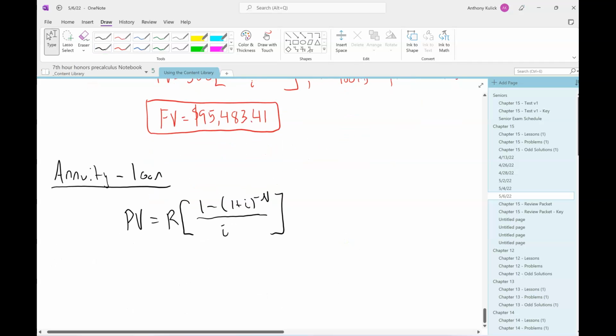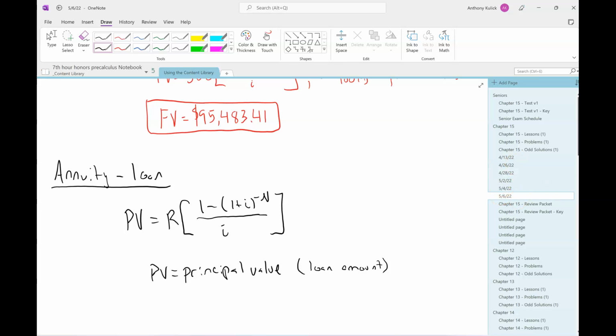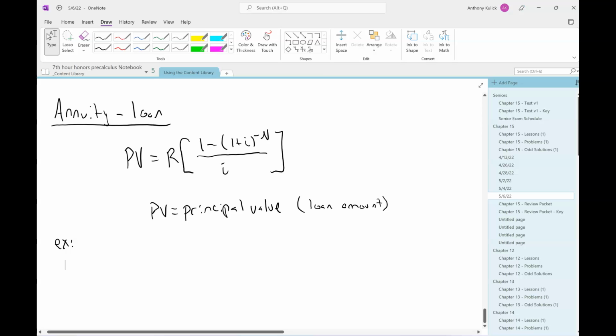Notice here that instead of it being FV, it's PV. You could think about PV as present value, but it's really more like the principal value here, like the initial investment or the initial loan amount. That's really the way you want to think about it, the loan amount, how much you're borrowing. All the other parameters are the same as the ones we mentioned earlier, so I'm not going to redefine them. That's okay?